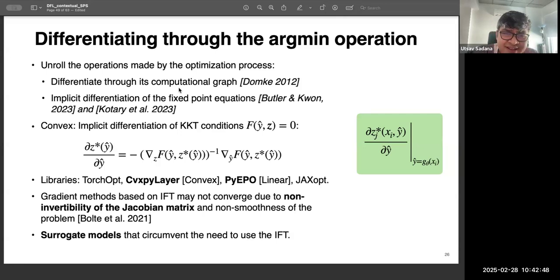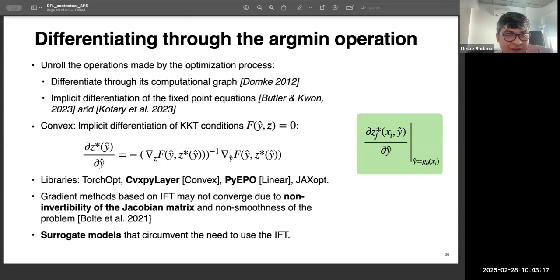So now what the thing is this, suppose your problem is a convex optimization problem, okay? Now what you can do is you can write the KKT conditions of your problem, okay? The KKT conditions, suppose, are represented by this equation f of y hat, z equals 0. Y hat is your prediction, z is your decision. This is, suppose, your KKT conditions, okay?